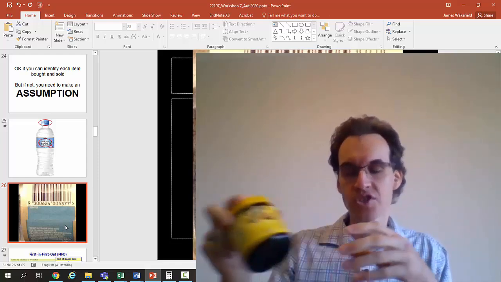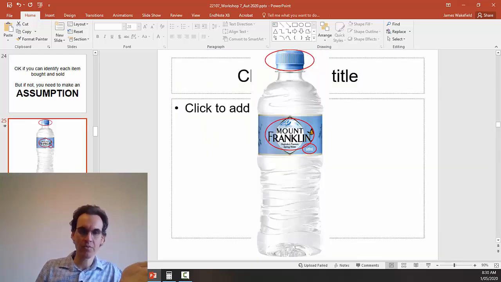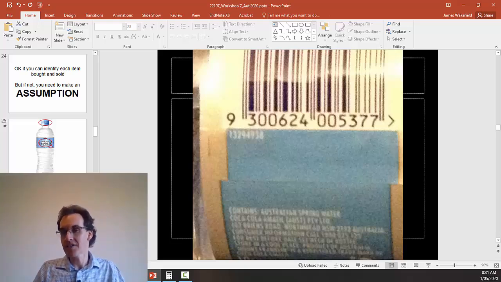So if Aldi stock jars of Vegemite at different points in time, just like if they stock bottles of Mount Franklin water at different points in time, and they pay different amounts for those pallets of inventory or those inventory deliveries, but they have the very same barcode number and they are mixed in with the stock that they have available for sale on the supermarket floor, how do they actually work out how much each one costs when we can't tell the difference between one delivered in batch 1, batch 2, batch 3, etc.? We need to apply an assumption.